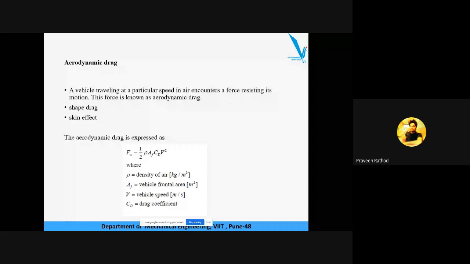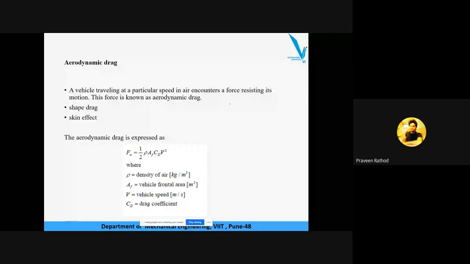That's why many industries and manufacturers are concentrating on improving the shape of the vehicle, to reduce its drag. There are many tests in aerodynamics, called wind tunnels. It is available in the VT college wind tunnel test, so you can create a dummy model and test your vehicle. In aerodynamic drag we have two types of drag. One is shape drag and the second one is skin effect. So what will be the shape drag?